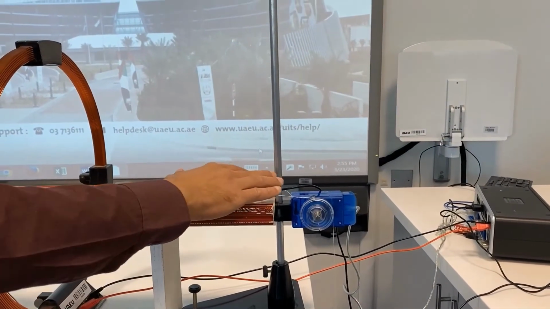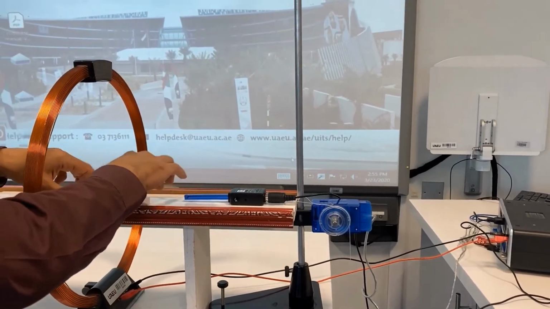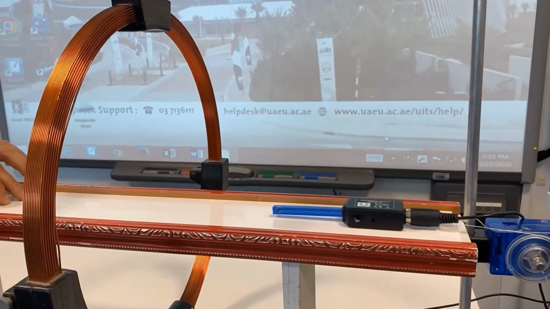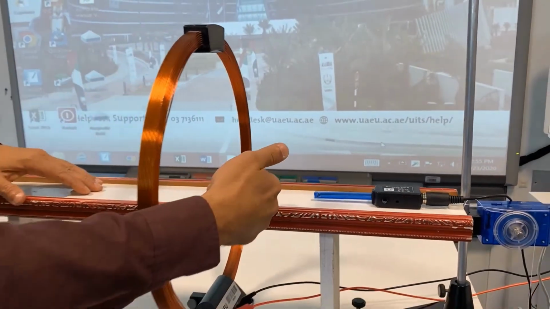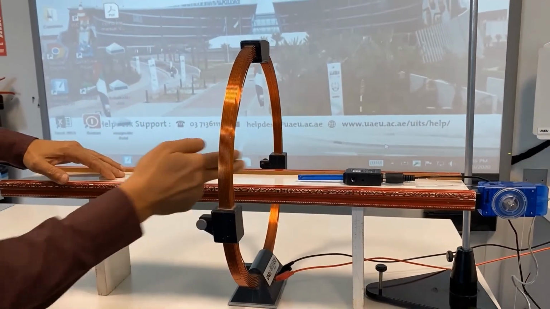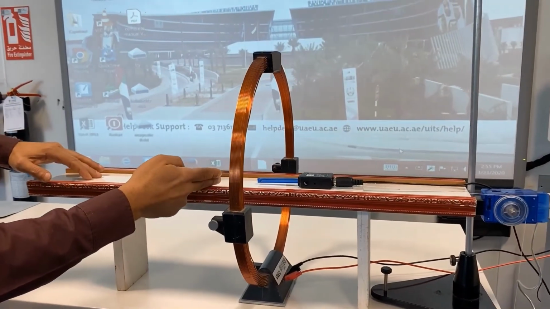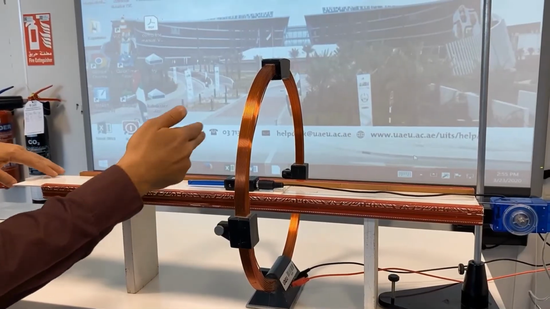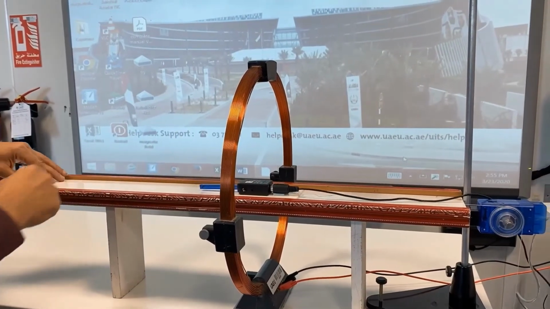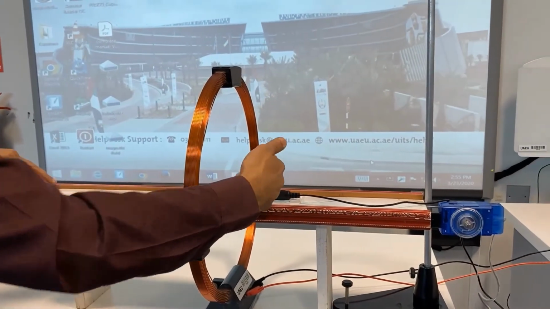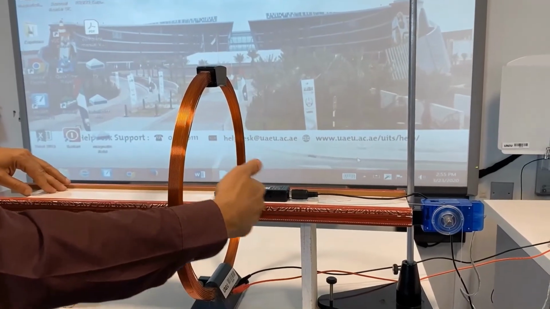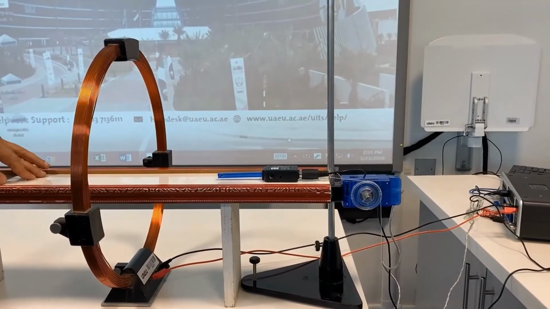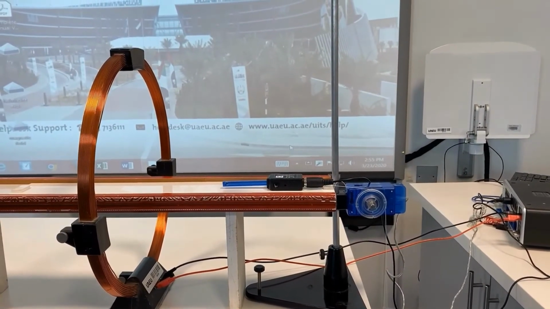Now all of the setup is mounted on this stage that we can move left and right. Notice how when I move it, the magnetic field sensor will pass through the coil. This is how we can get the position versus magnetic field strength. So the magnetic field sensor will record the magnetic field strength, and the rotary motion sensor will record the position of the magnetic field sensor.